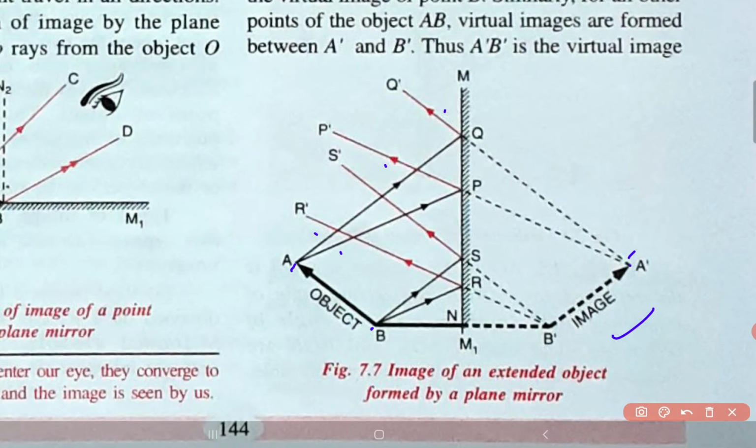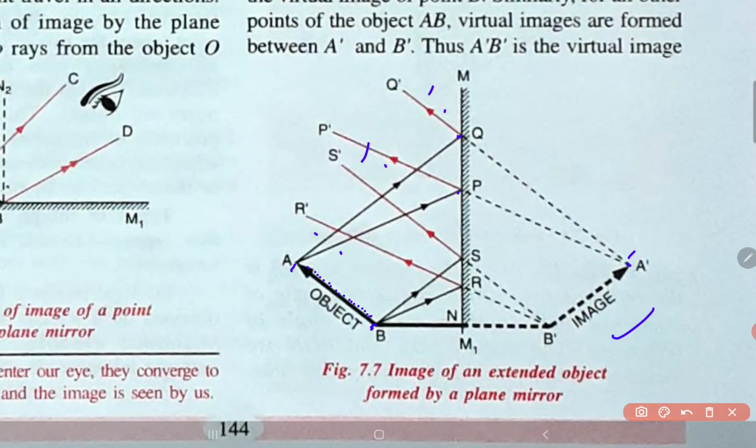Before going to the clip, let us understand what actually happens. Here the object throws an infinite number of rays, out of which I have taken two rays from the tip. These two rays strike the mirror at the point of incidence, where they suffer reflection, and obeying the laws of reflection, the reflected rays are formed. When these reflected rays are produced backwards, they meet at this point, and thus the image of this tip is formed.